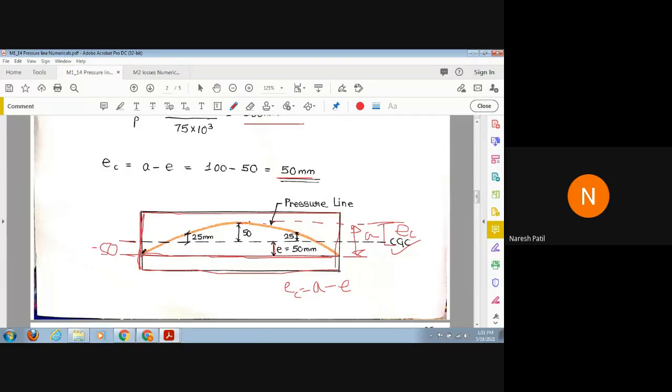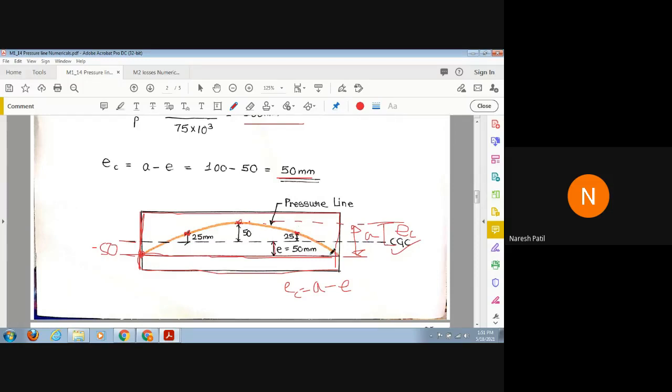So we have marked the first point at support. Next, at quarter span you have to mark. We got it is 25 mm, so we have to mark that. Then you have to come to midspan. At midspan again it is 50, so you have to mark. This side also you have to mark.